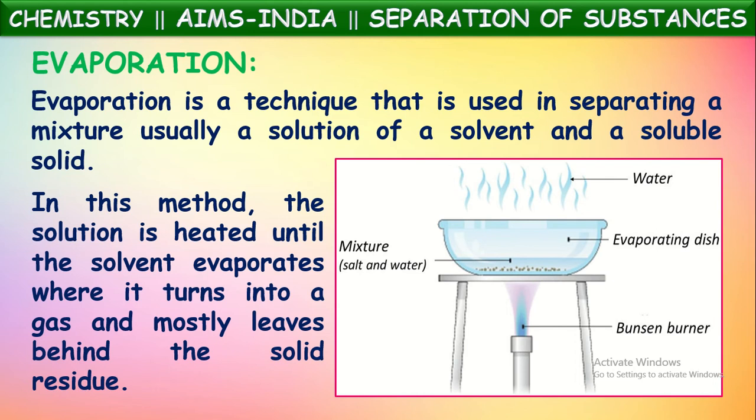What do we have to do there? We have to take this salt solution into a wide pan or beaker or dish. See how it is shown here, evaporating dish it is called. Into the dish, the mixture of salt and water is taken, and it is heated on a Bunsen burner or spirit lamp. Then slowly water will be evaporated off. It converts into water vapor.